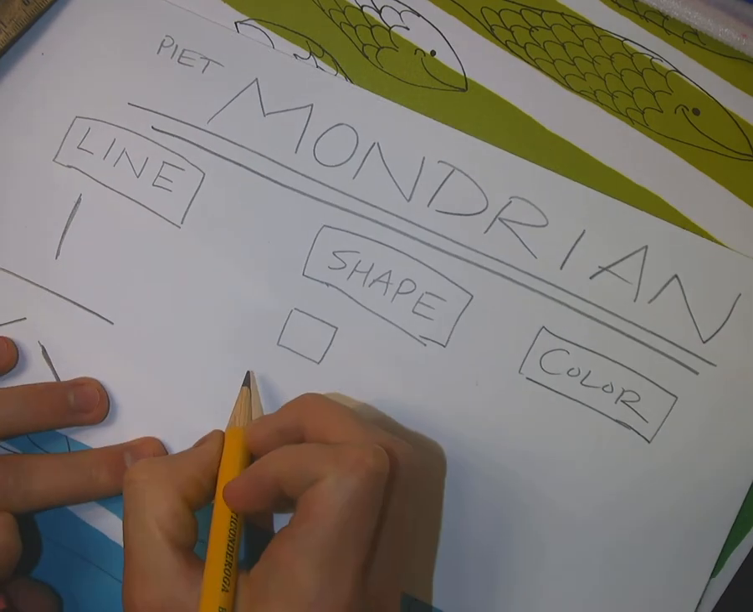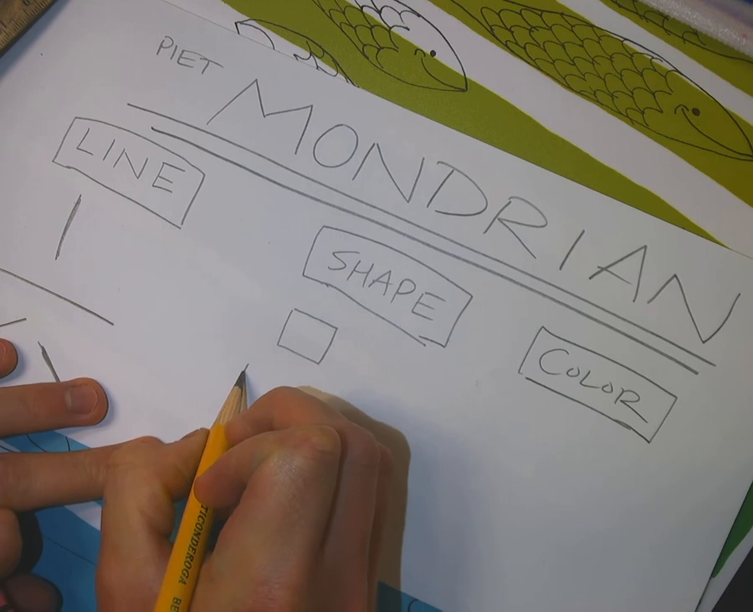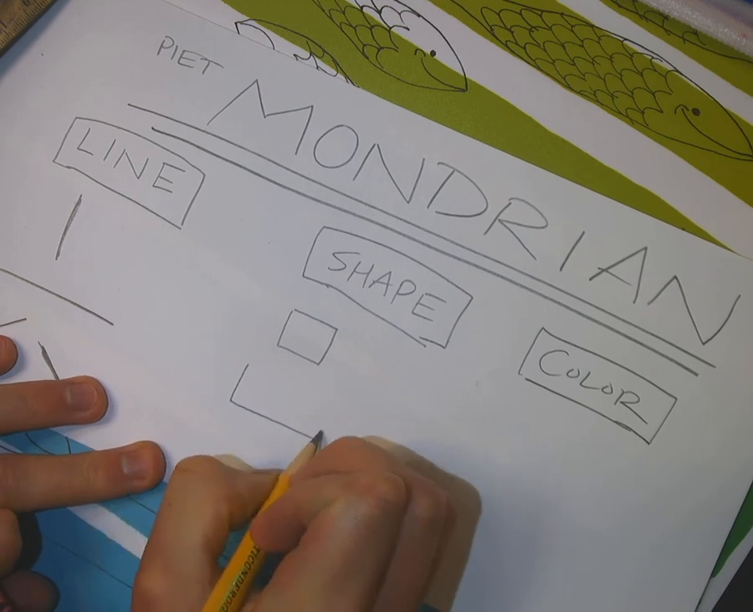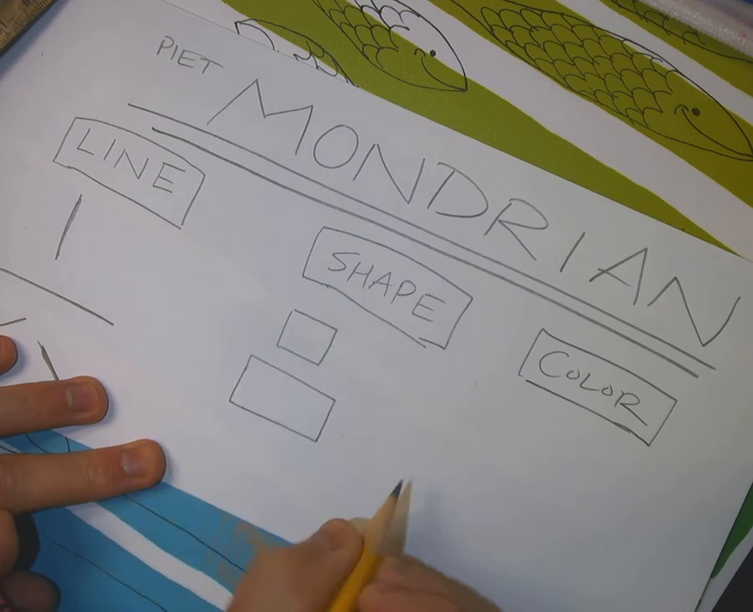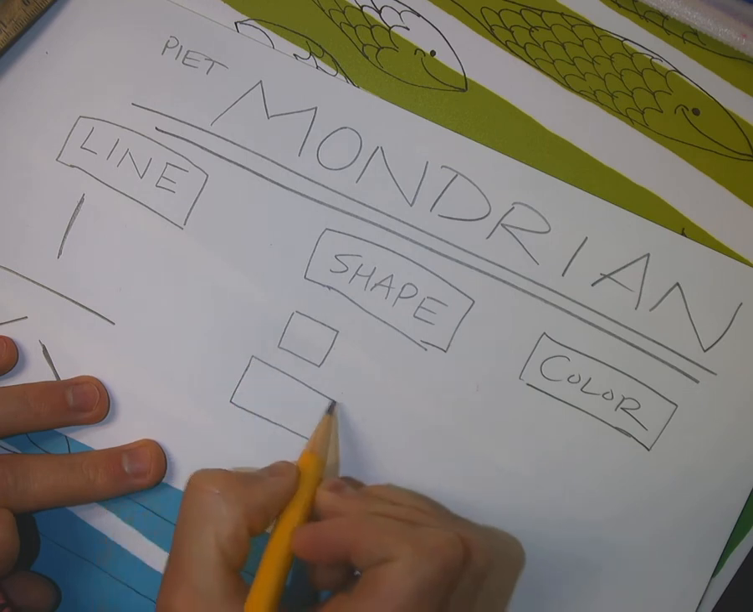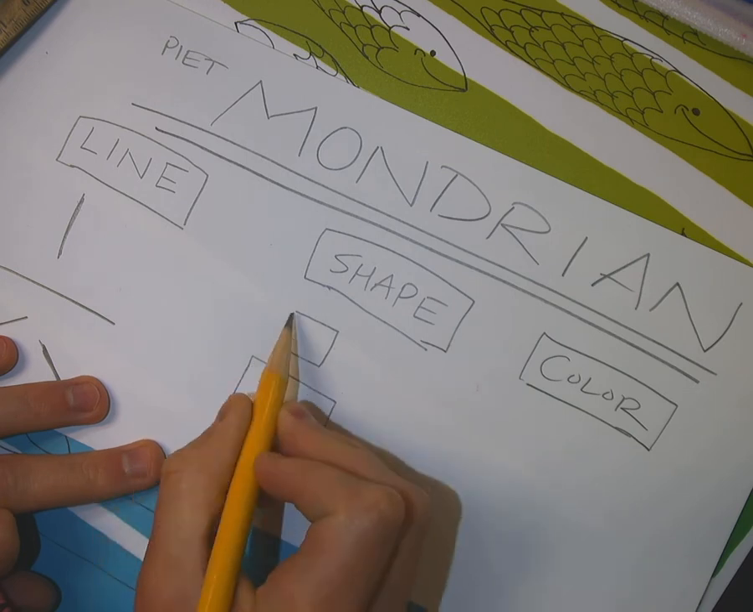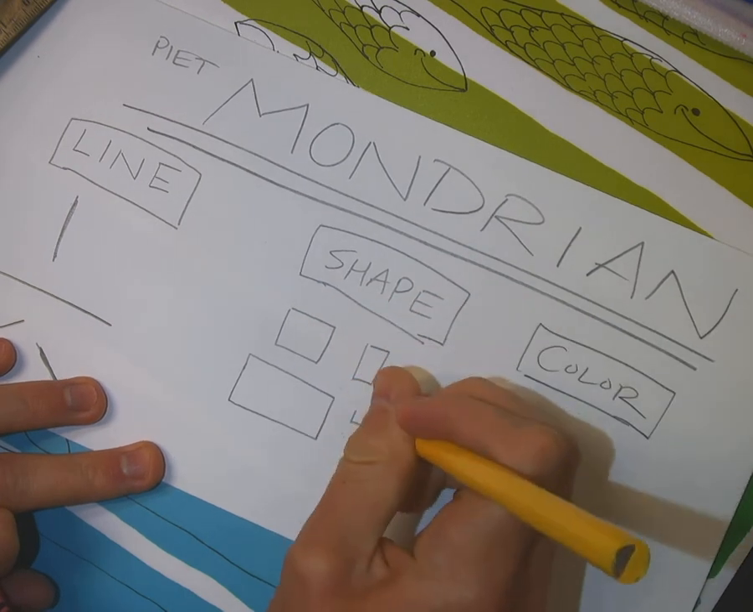Now, a rectangle is kind of like a square because it has 4 sides, but they're not all the same length. So if I measured a rectangle, they wouldn't all be the same length around the outside edges like a square would be. And rectangles can be all sorts of different sizes.